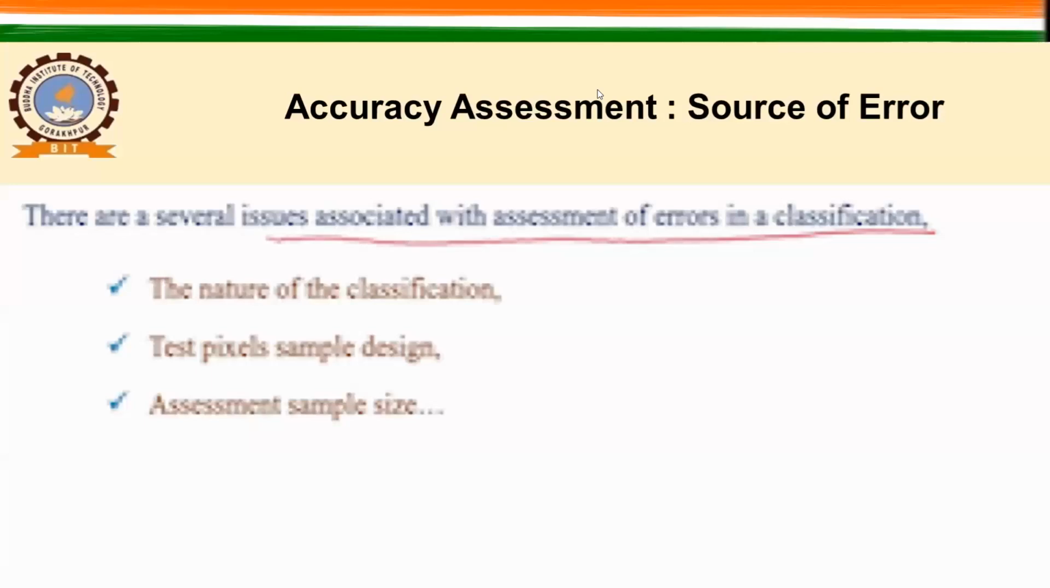So let us see how the sources of error are introduced in the classification as well as in the assessment. So there are several issues associated with the assessment of the errors in the classification. So the first is the nature of the classification, the second is the test pixel sample design, the third is the assessment sample size. Let us see one by one how these are different from each other and what exactly they mean.